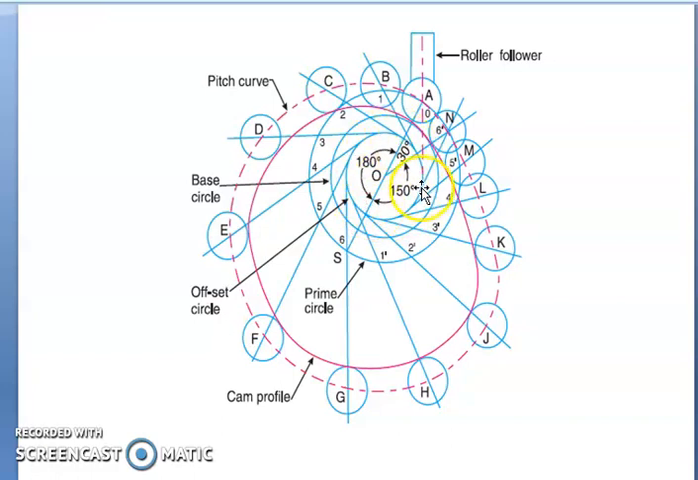After drawing the offset circle, we will draw a vertical line tangential to the offset circle. It will meet the prime circle at the point A. Now join OA. With OA as reference, you mark the angle 180 degrees. Now divide the prime circle into 6 equal parts, so you divide that 180 degrees into 6 equal parts such that you can mark the points on the prime circle.